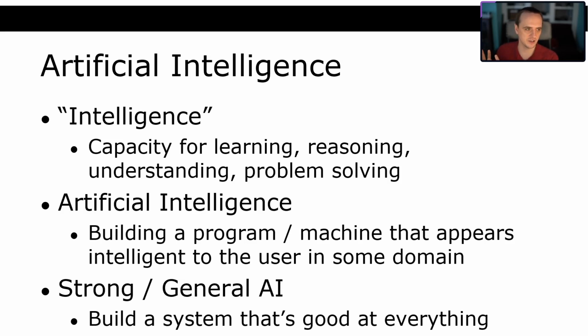And in academic artificial intelligence, what they're striving for is to build some sort of strong or general AI system, an AI system that's just good at everything, right? That's the holy grail of modern AI. That's Google's big dream, right? To build an AI that's good at everything.